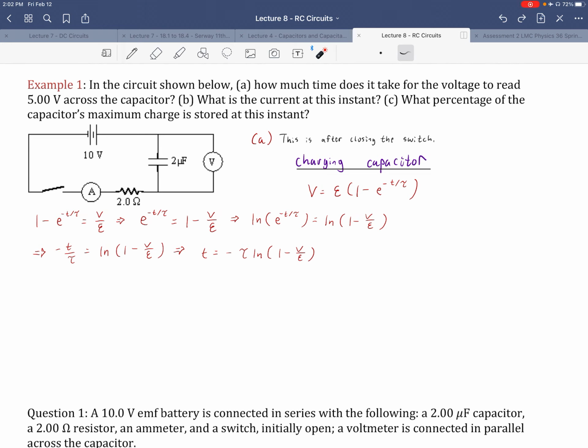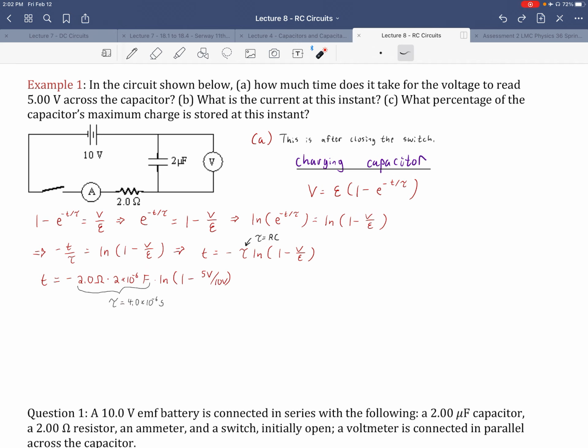V is stipulated as being 5 volts, the voltage across the capacitor. We know E to be 10 volts. We know tau to be RC, but we better calculate it. So let's go ahead and find RC. RC is none other than the resistance of the resistor, the 2 ohms, times the capacitance of the capacitor in farads, and it's microfarads, so it's a millionth of a farad. Then times the natural log of 1 minus 5 volts over 10 volts, because the volts cancel.